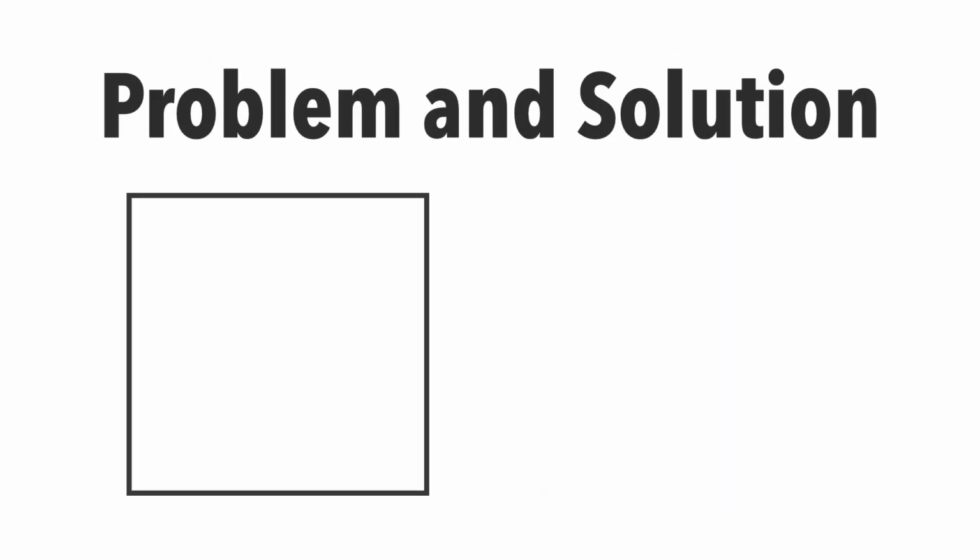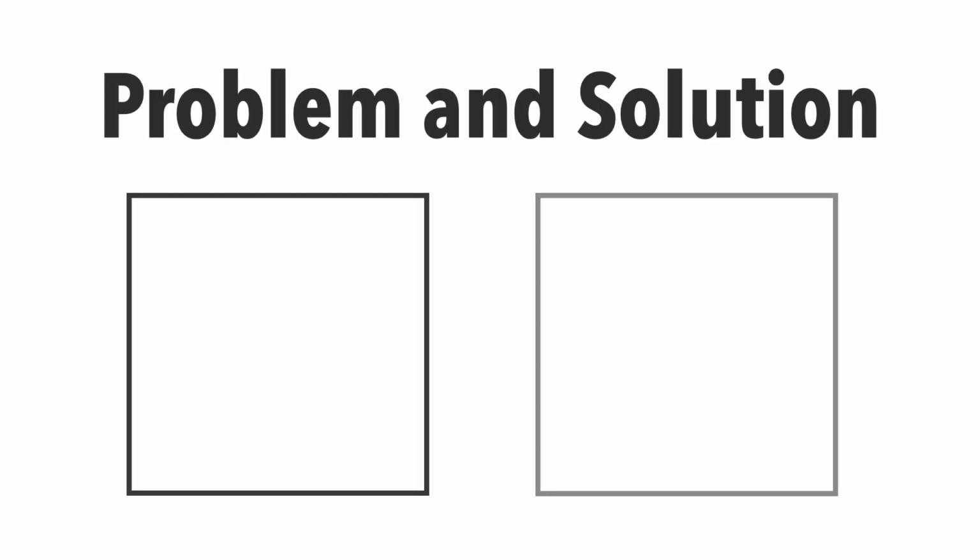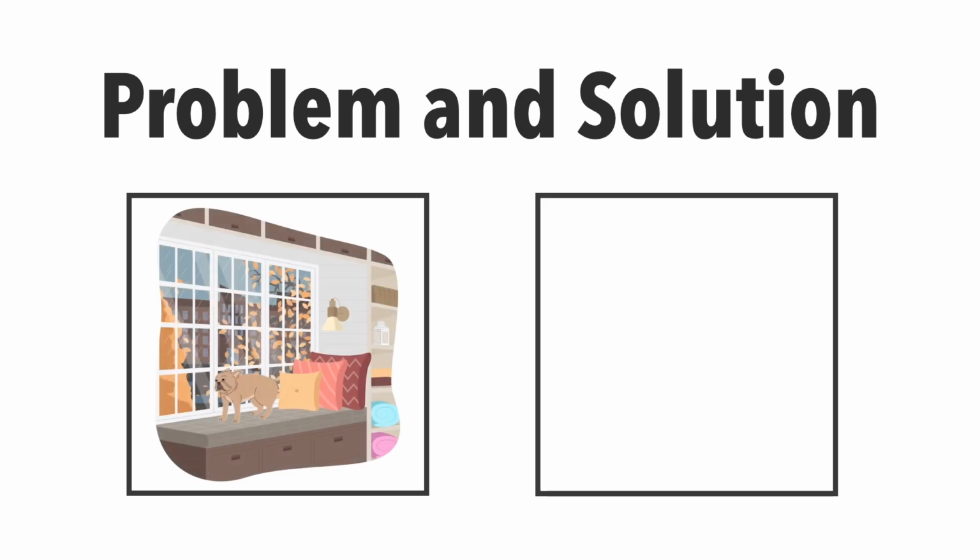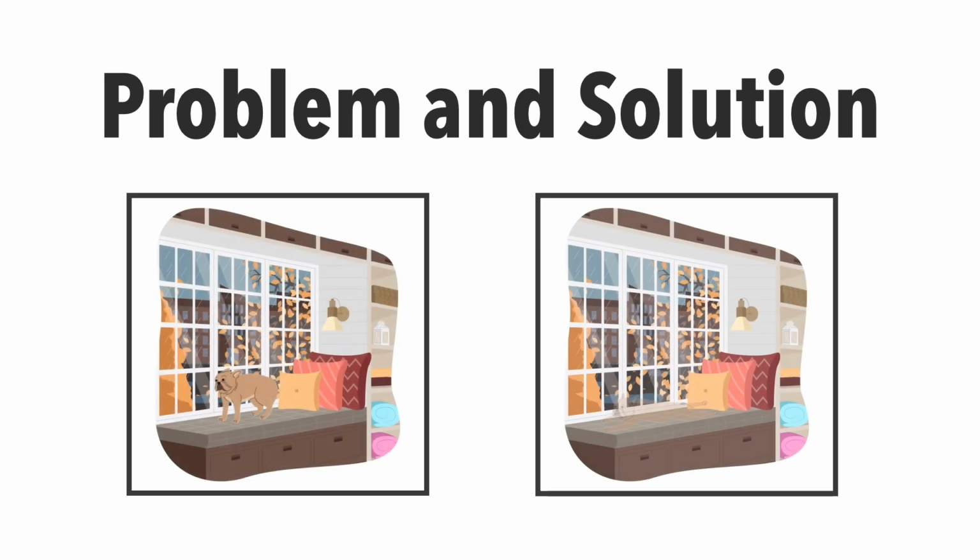And finally, we have problem and solution structure, which presents an issue and explores potential fixes for that issue. For example, if a dog is afraid of thunderstorms, the owner can try to create a safe and cozy haven with soft blankets and familiar toys. Here, the problem is the dog's fear of thunderstorms, and the solution is creating a cozy space for the dog.